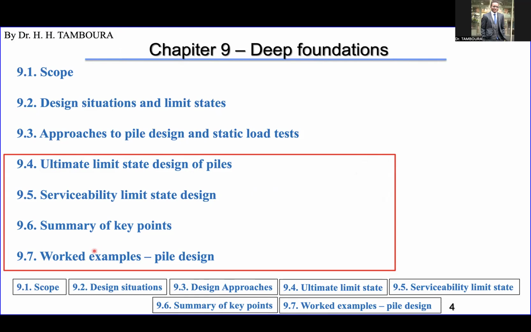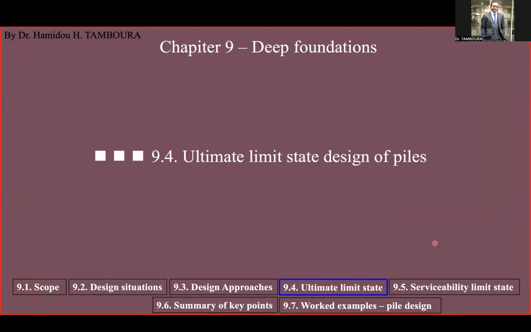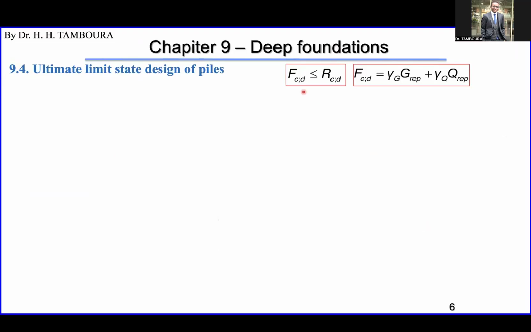We are not doing an example today. It will be from the next lesson. So, ultimate limit state. This is what we did last time. We already estimated the design force, but we didn't finish estimating the design resistance. We had the characteristic resistance, but we don't have the design resistance yet.